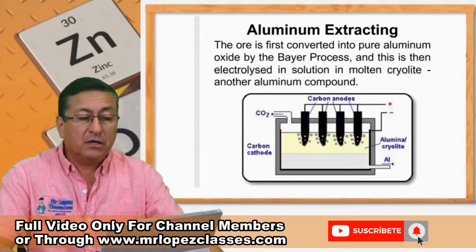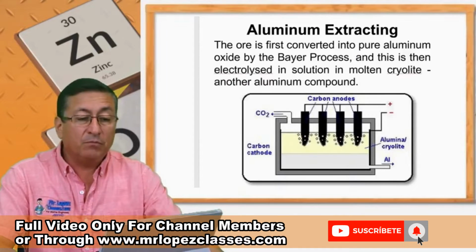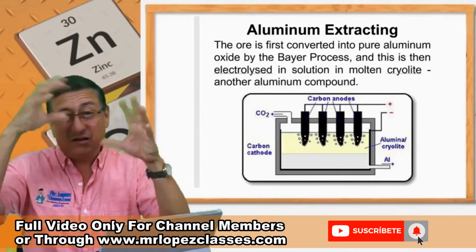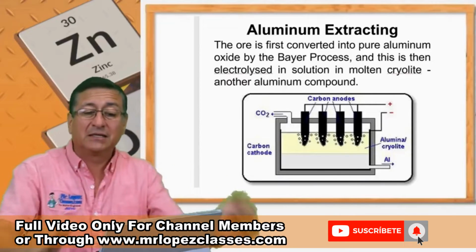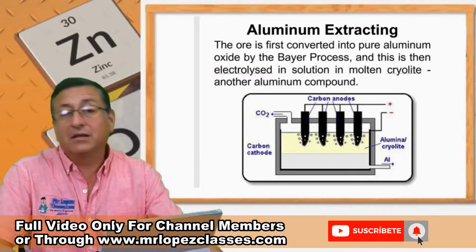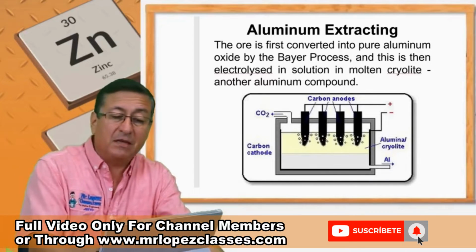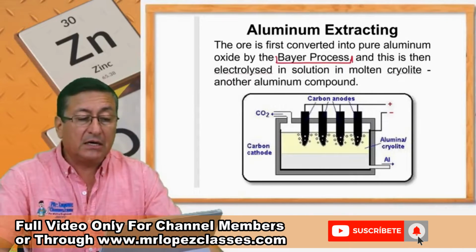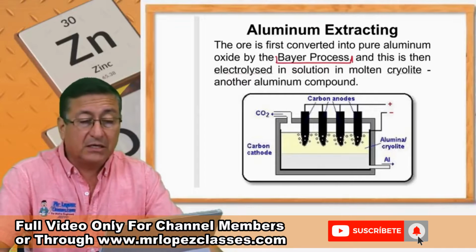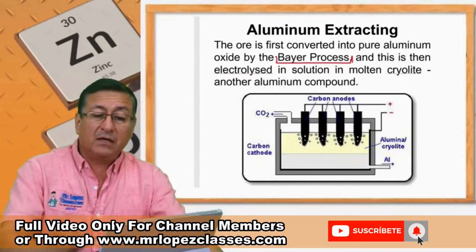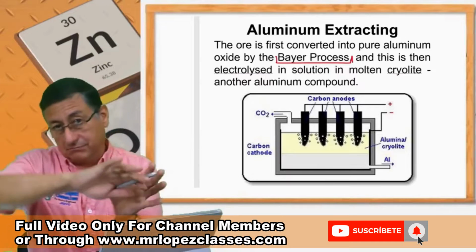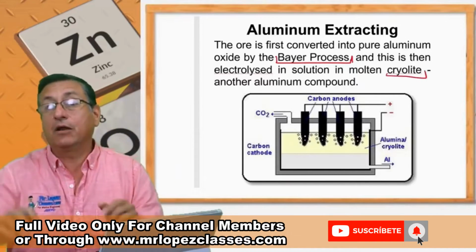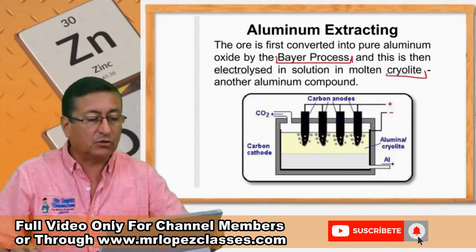The ore is first converted into pure aluminum oxide. The first step is to convert the ore, with a lot of ingredients, into aluminum oxide. The name of that process is the Bayer process. And then this is basically electrolysis. That solution is melted in cryolite, and we separate the aluminum. This is the process. It's not complicated.